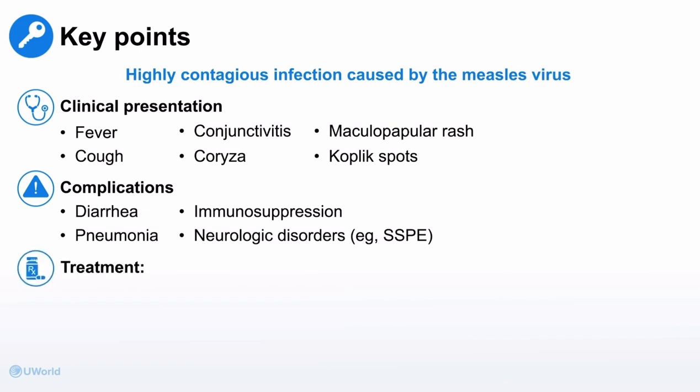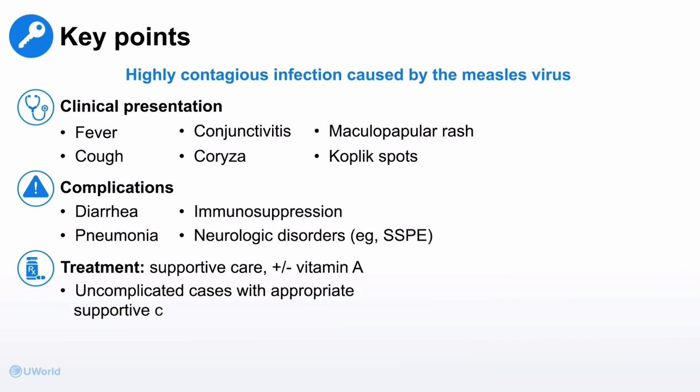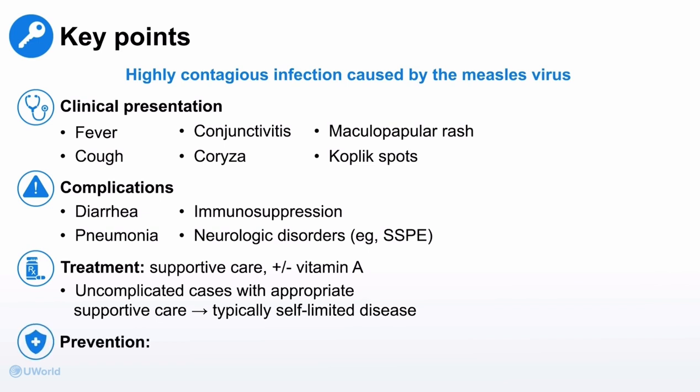Treatment generally involves supportive care. Children may also receive vitamin A supplementation. In uncomplicated cases with appropriate supportive care management, measles is typically self-limiting. The most effective strategy for preventing measles and controlling outbreaks is vaccination.